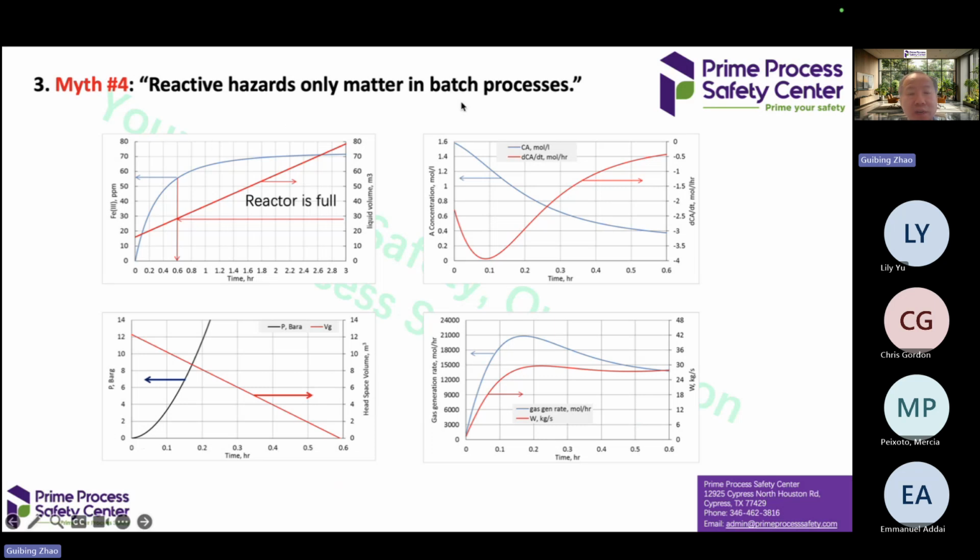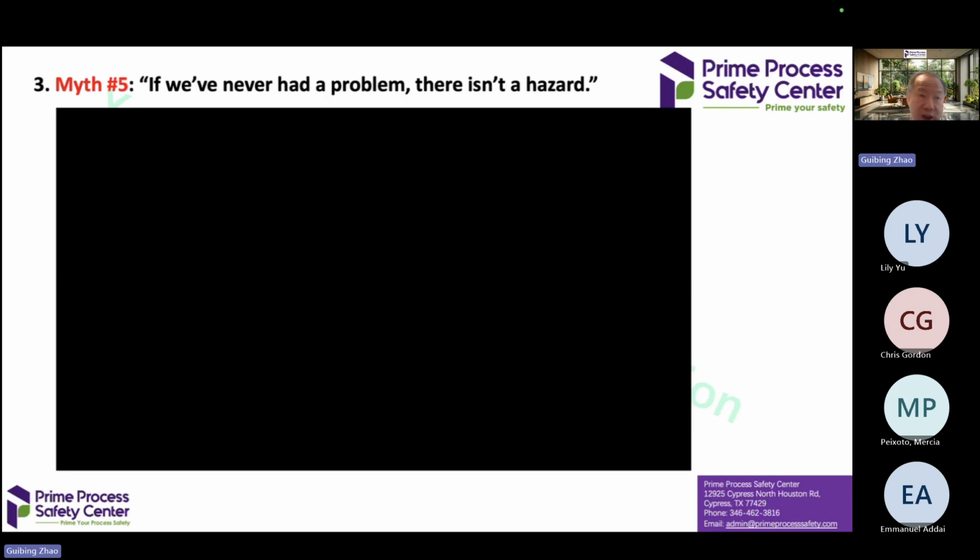This just gives you an example. For continuous reactions, reactive hazards can make very bad things happen. We have to identify the hazard and know what is unstable, what kind of contamination will impact the stability of the chemical, and that's very critical. So, like I say, if we never have a problem, there isn't a hazard. Let's look at the incident that happened at Shell.